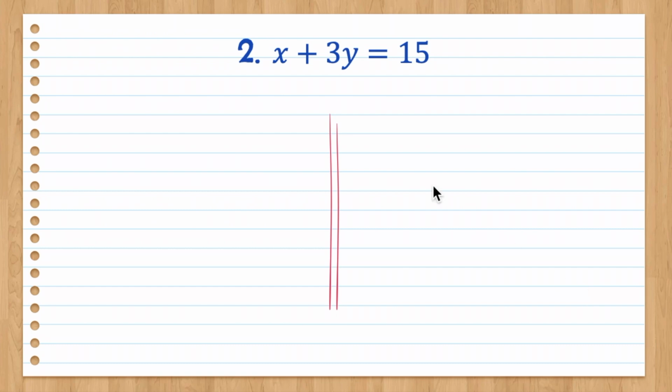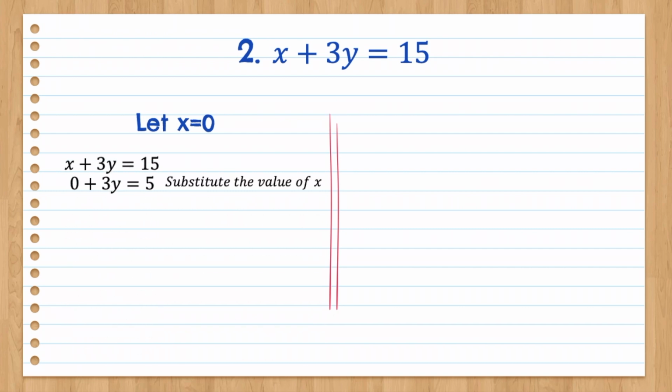Okay, our next example, you have x plus 3y is equal to 15. So again, let x be equal to 0. So same process, replace the value of x, which is 0. So you have 3y is equal to 15. Since yung numerical coefficient ni y ay hindi pa 1, you divide the equation by its numerical coefficient. So you have y is equal to 5.